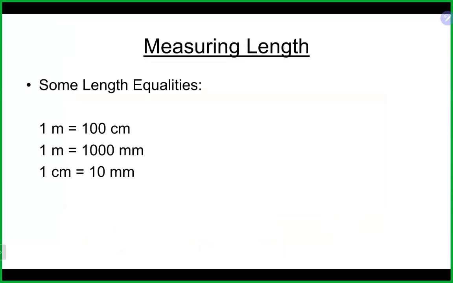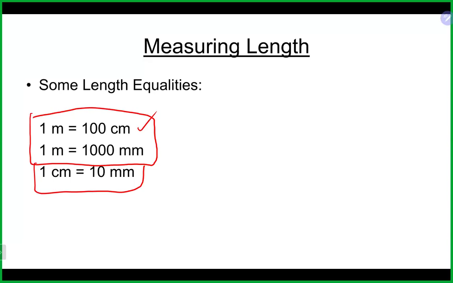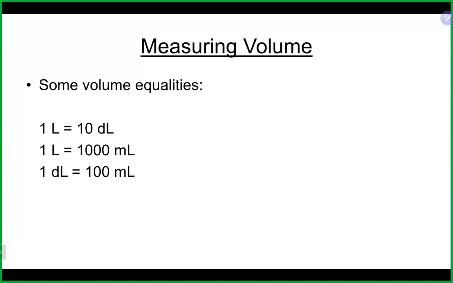So we talked about some important length equalities, and a reminder that an equality is basically two things that are on different scales but represent the same amount of something. So 1 meter is 100 centimeters is the same thing. That definitely pops up a lot. 1 centimeter is 10 millimeters. I think we looked at that when we were looking at a ruler, right? The bottom part there of the ruler. So those two are, again, pretty important ones.